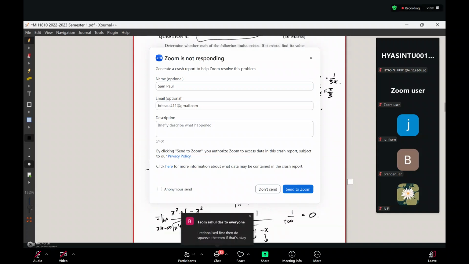So let me look at the questions in chat. I rationalized, so why can I do squeeze theorem? Is that okay? Yes, that's okay.